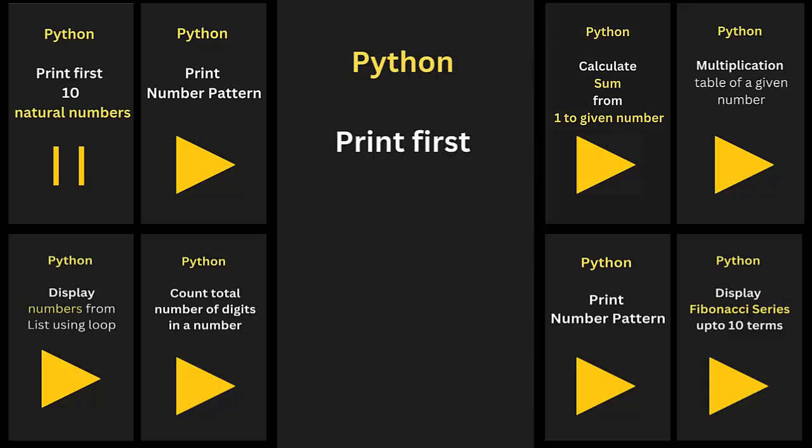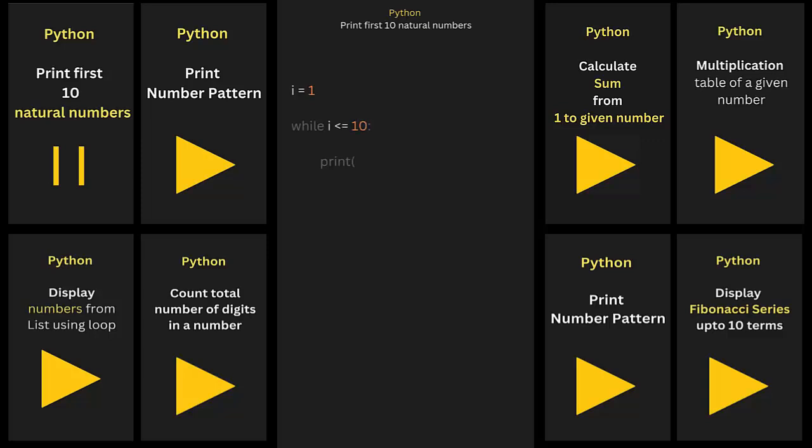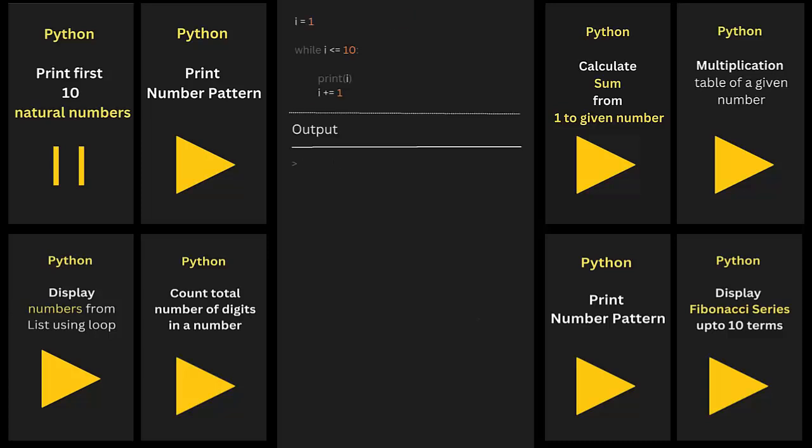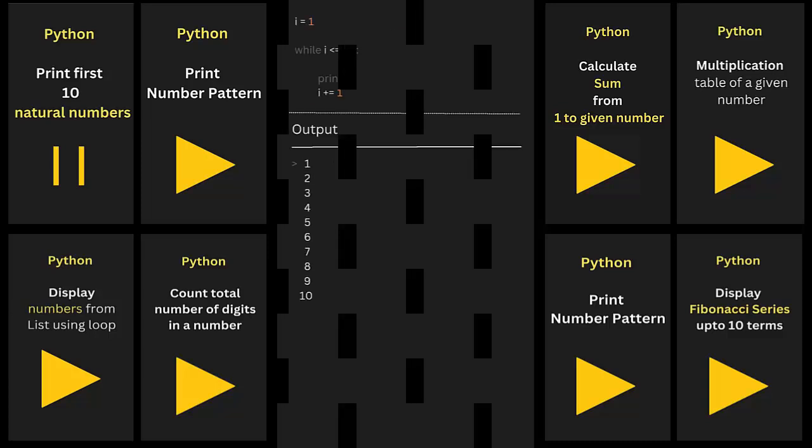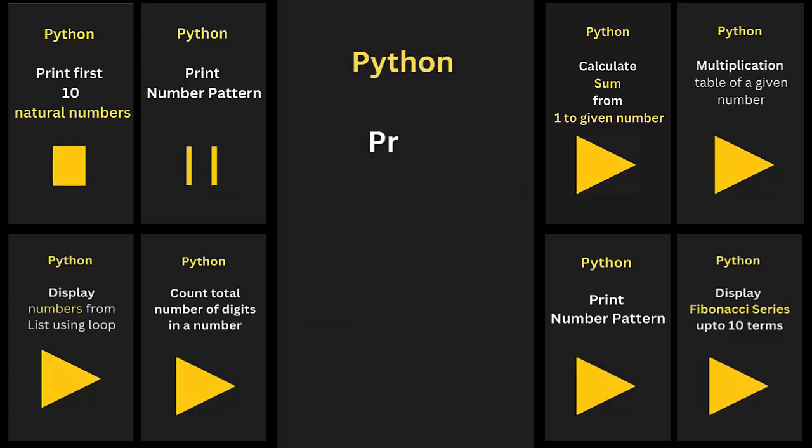This program prints the first 10 natural numbers using a while loop. It starts with I equals 1 and keeps printing I as long as it's less than or equal to 10. After each print, it increases I by 1. When I becomes 11, the loop stops.